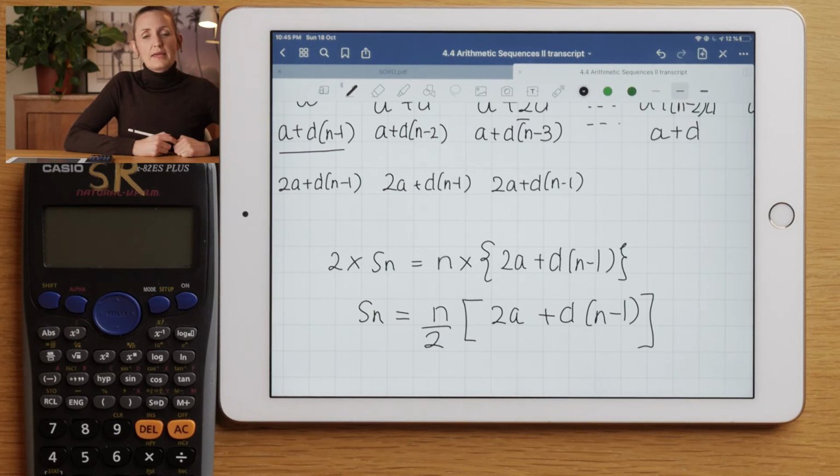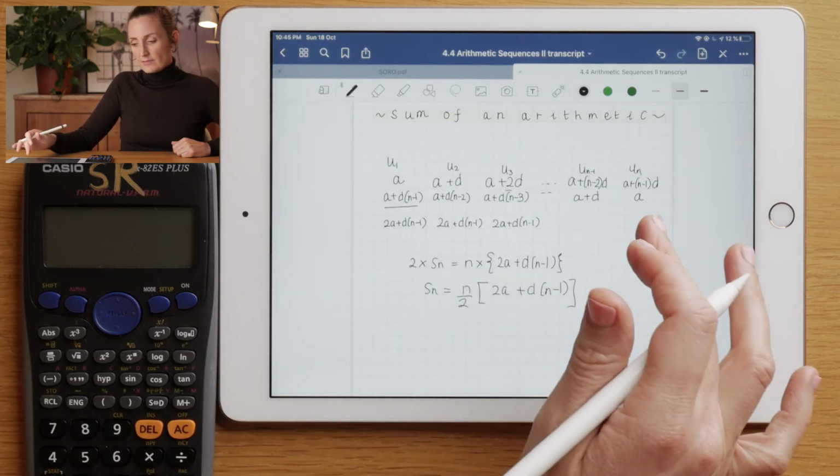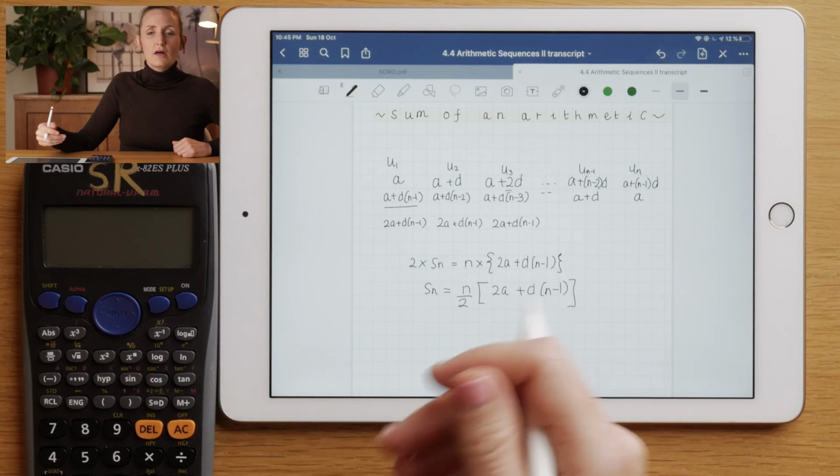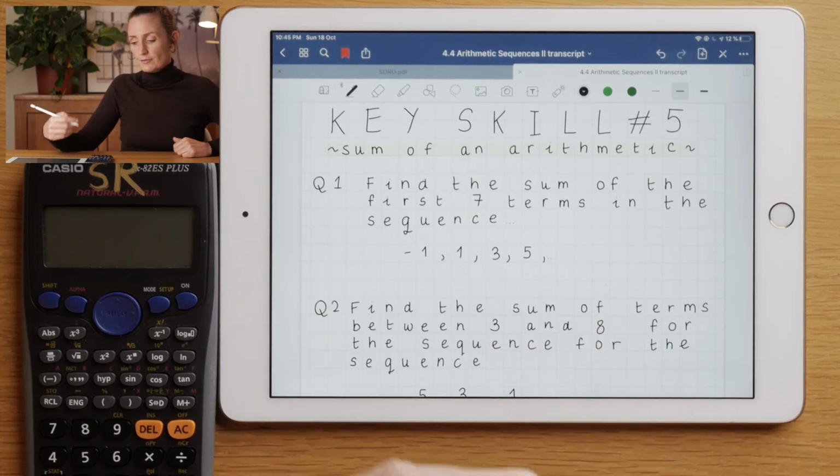A sum is what we get when we add all of the numbers in that sequence together. In the next video, I'm going to be showing you some practical or numerical examples for this.